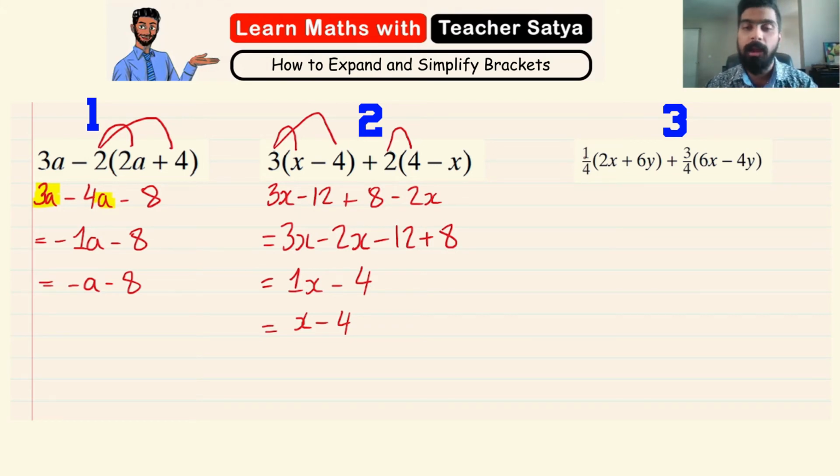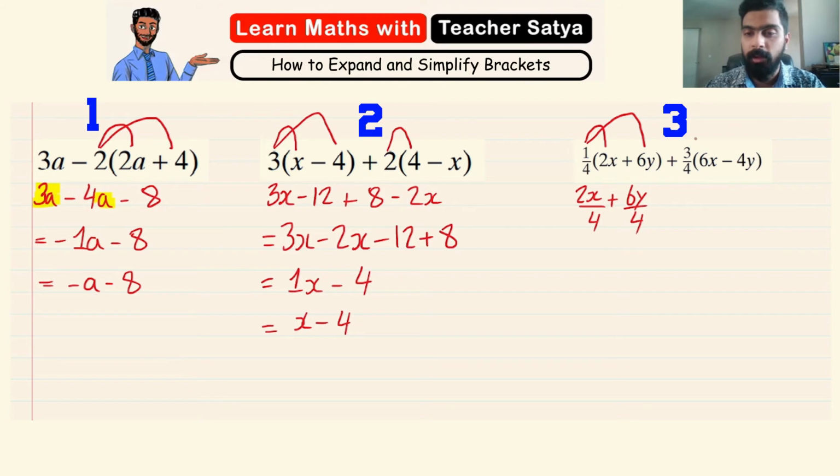So now what we have here is a fraction in front of the bracket. Don't get scared. We follow the same steps but with a fraction involved here. So we are going to take 1/4 multiplied with 2x and 1/4 multiplied with 6y. Here 1/4 multiplied by 2x, we would have 2x over 4, plus 1/4 multiplied with 6y, we will have 6y over 4.